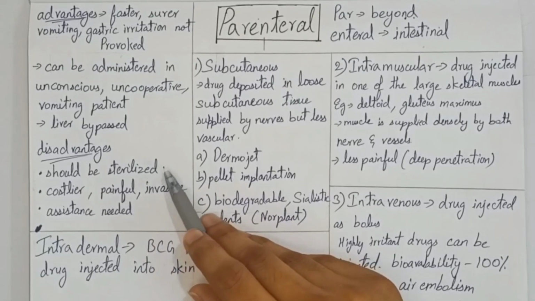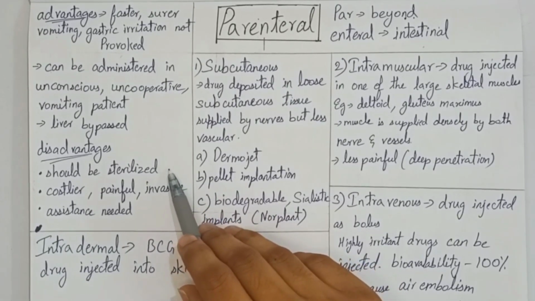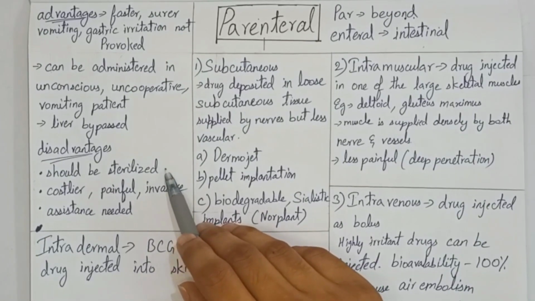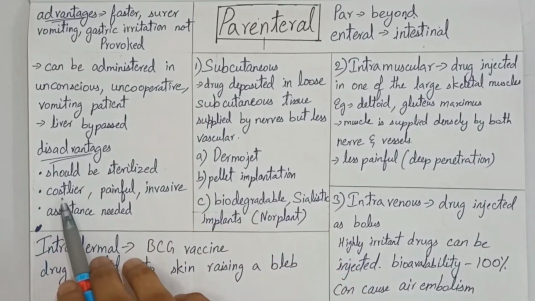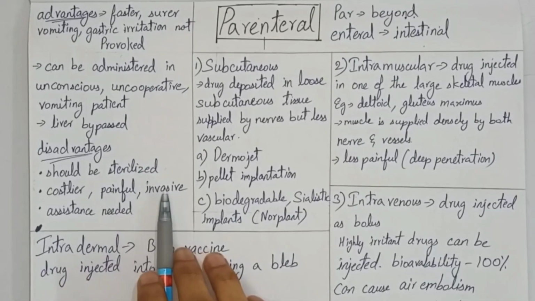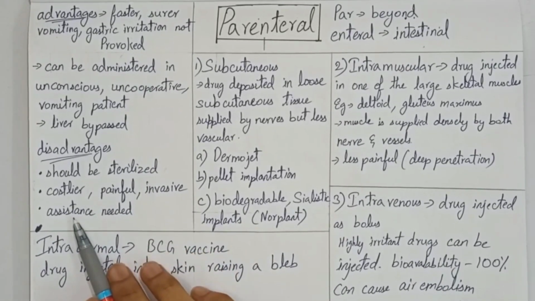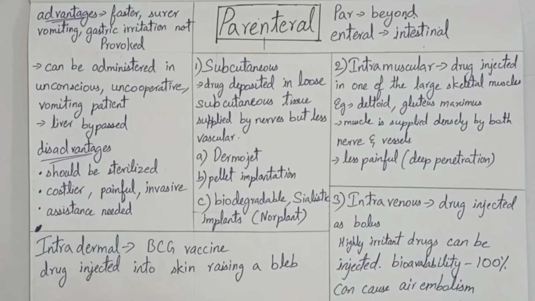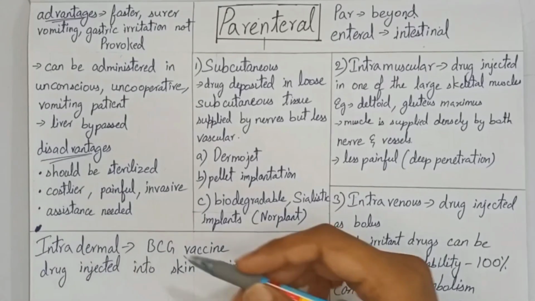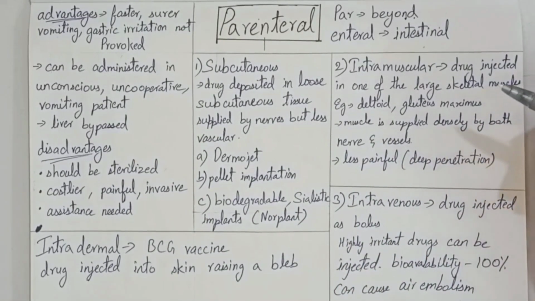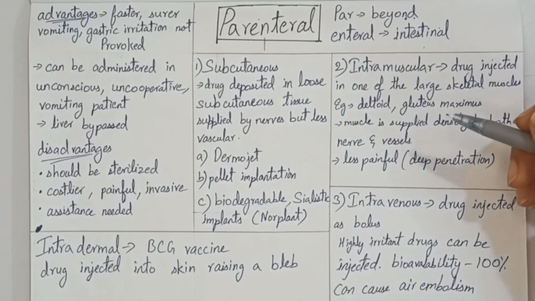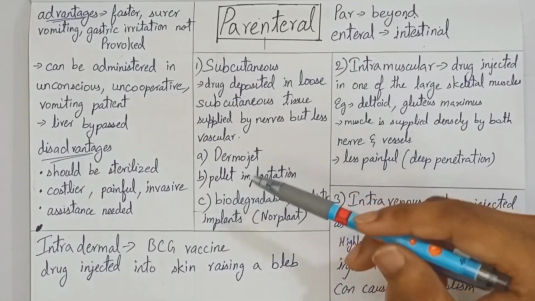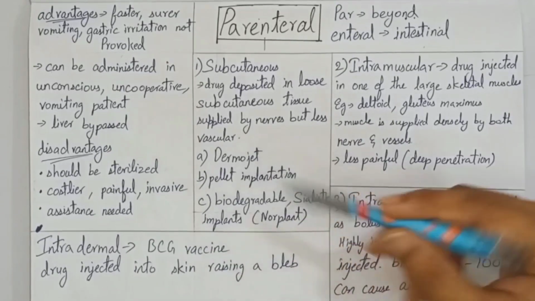Disadvantages of this route: the needles or syringes that you use to administer the drug should be sterilized. It is comparatively costlier, painful and invasive. An assistant is needed. Mostly there is a need of assistance, but in some cases there is no need, as insulin can be taken by oneself.